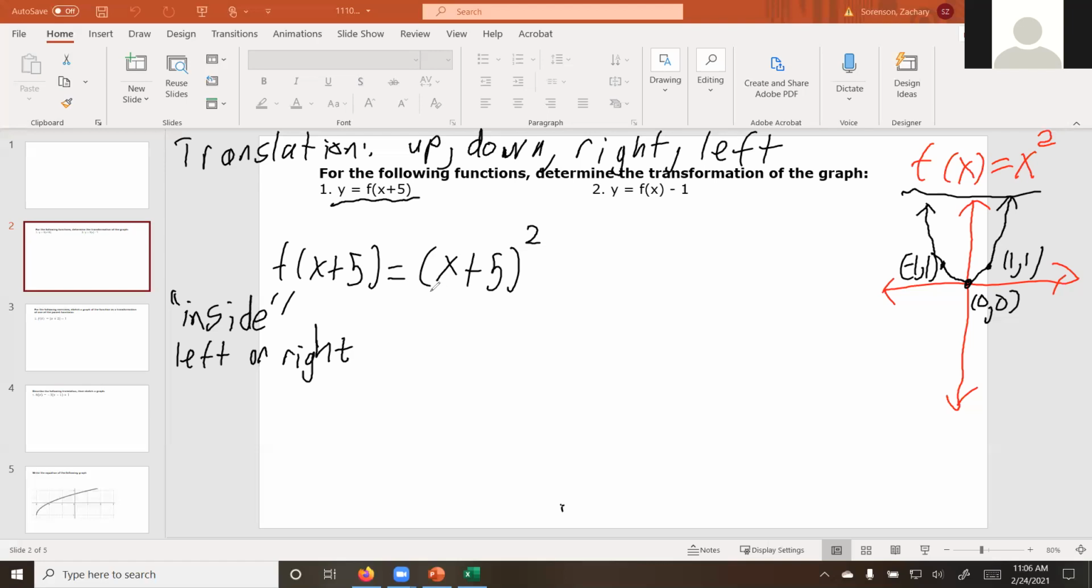And so specifically what this is going to do to my graph is this is going to shift it. And it's going to shift it right. Nope, sorry. Left.